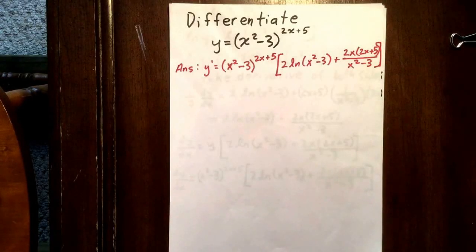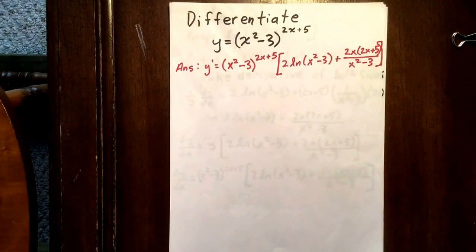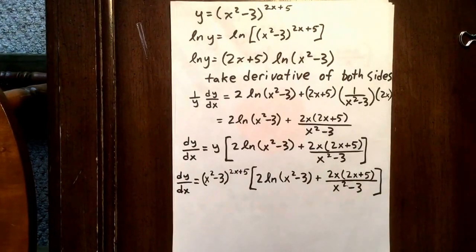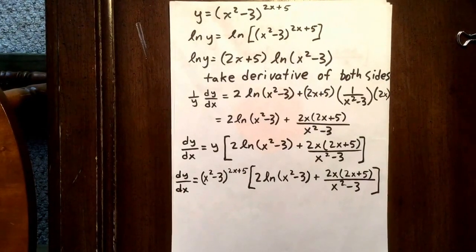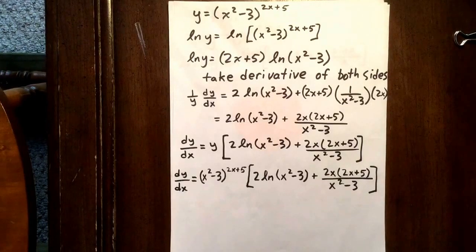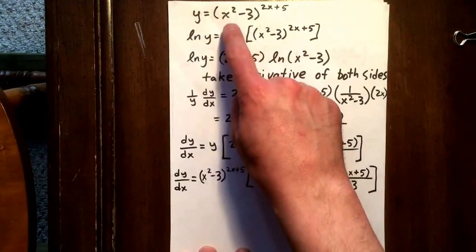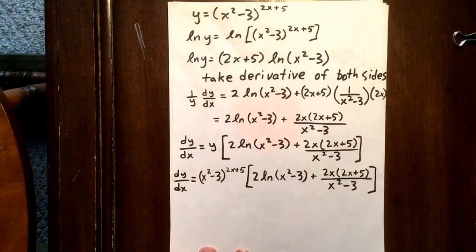In this question, we want to determine the derivative of (x squared minus 3) to the exponent 2x plus 5. Well, when given a situation where you have x in both the base and in the exponent itself, it's wise to determine the natural logarithm of both sides.